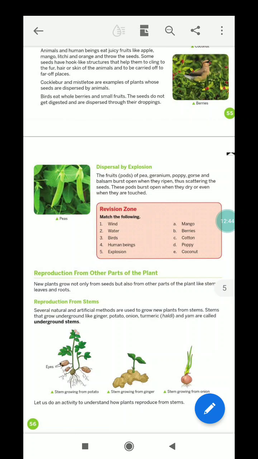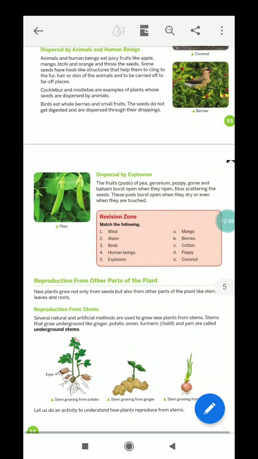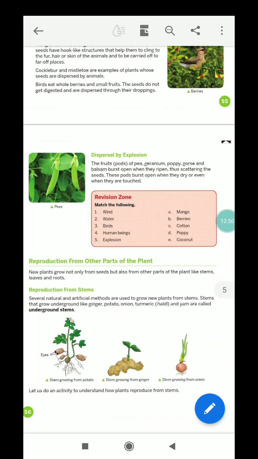Now, I have given a revision zone that you have to do. Match the following: wind, poppy; wind, cotton; water, coconut; birds, berries; human beings, mango; explosion, poppy. These are the results of this revision zone, the matching of the following.